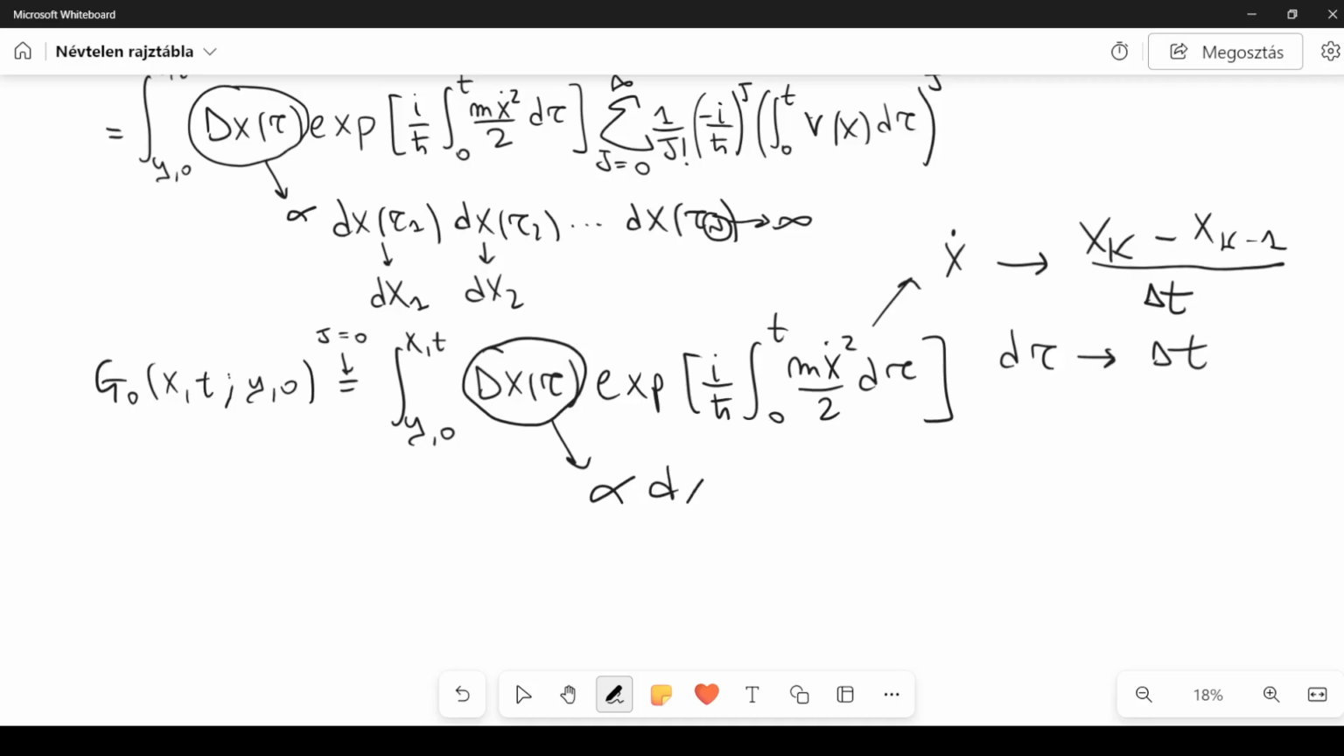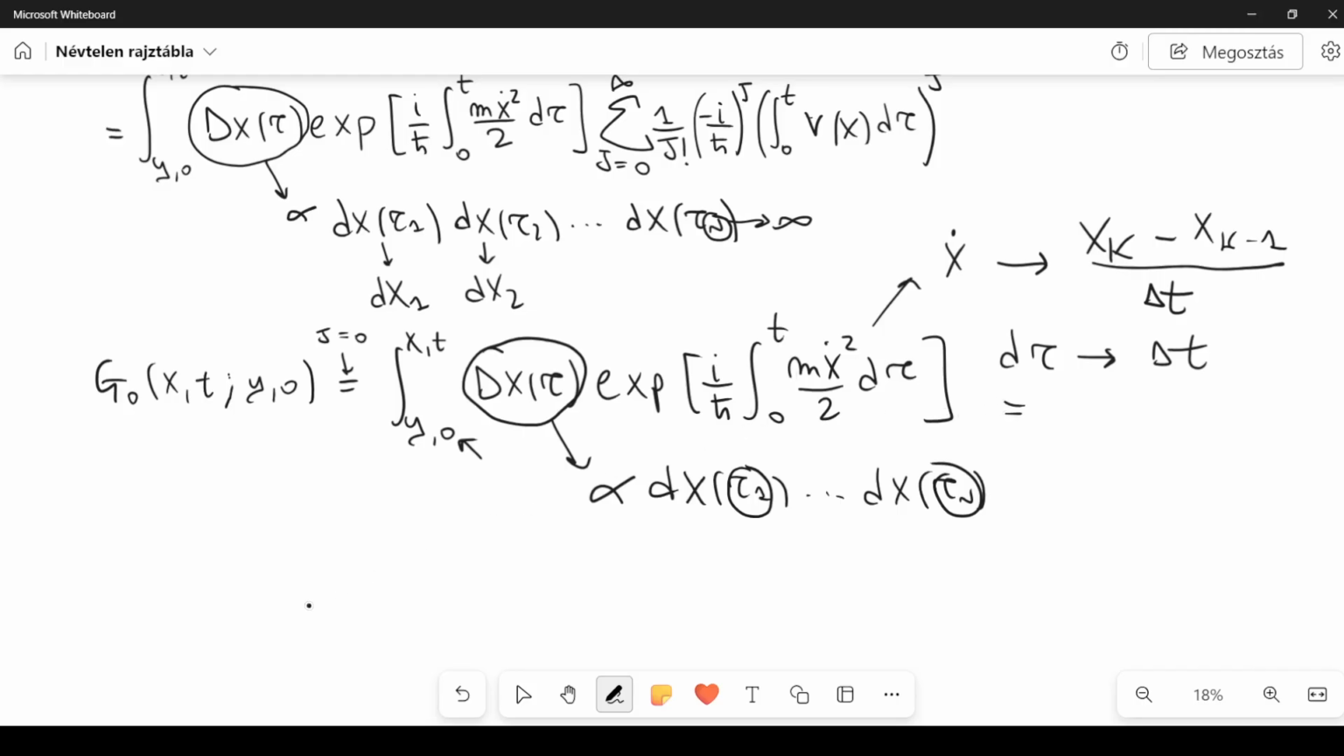So that's proportional to dx of tau 1 ... dx of tau n. And in our case, tau 1 would be 0 because we start at time t equal to 0, and tau n would be capital T. But this is an infinite amount of differentials that are not really countable. So we discretize the integral. This can be done. I have also explained it on other occasions.